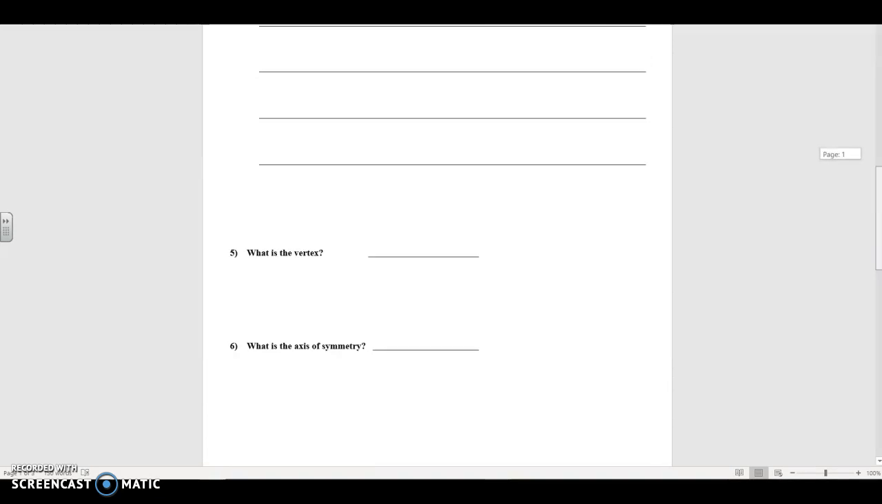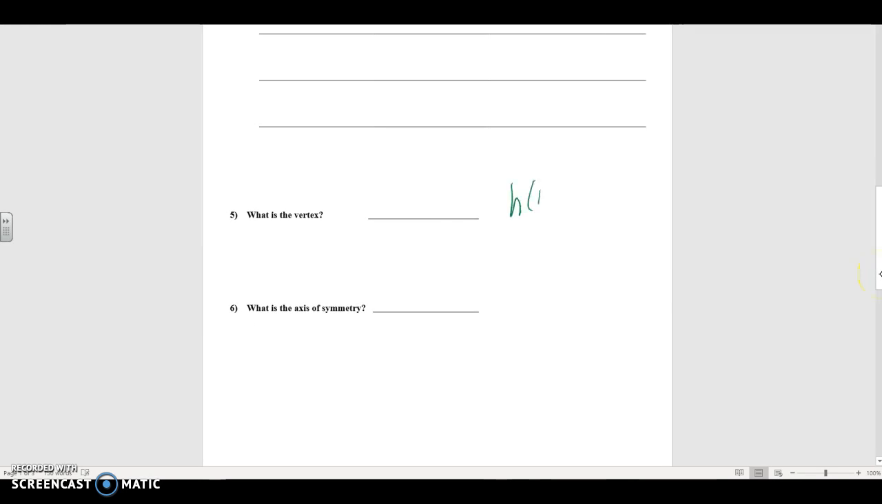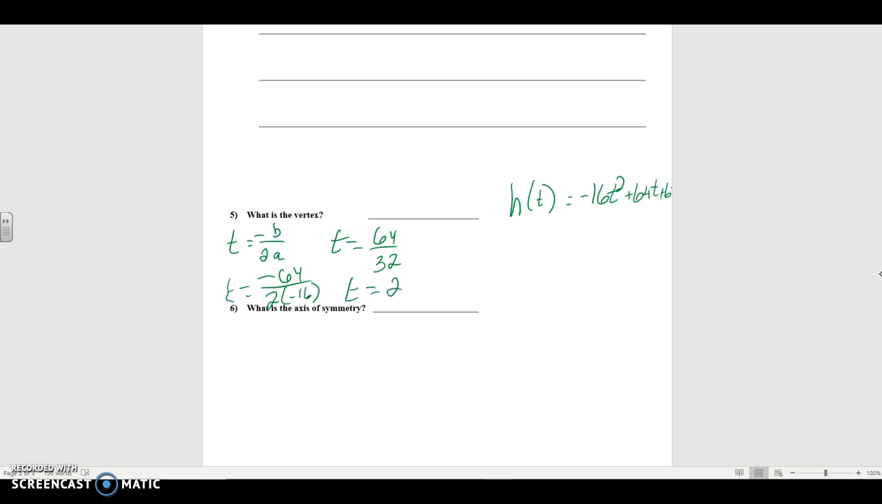So from there, we need to find the vertex. So I know my equation. So I'm going to use negative b over 2a. And b is 64. A is 16. Because they're both negative, I'm going to make them positive. So the x-coordinate of my vertex is 2.